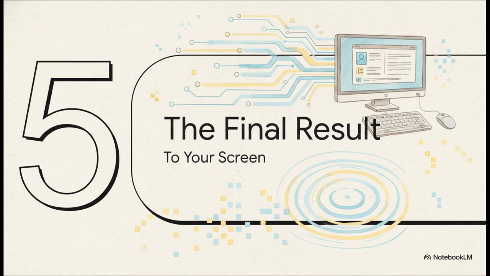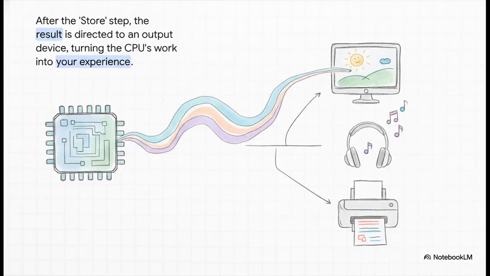All right, so how do we see the final result? Let's look at how a calculation makes it all the way to your screen. Well, that result that the CPU stored, it gets sent to whatever device needs it. That could be your screen, your speakers, or even a printer. That's how you get to see or hear the outcome of its work.